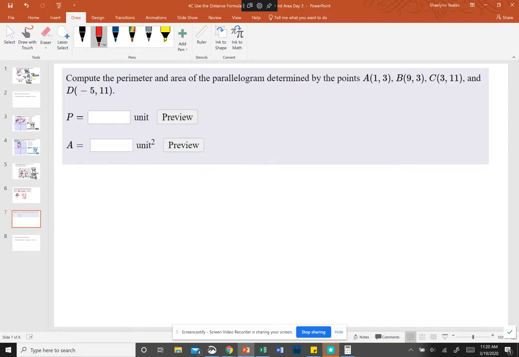All right, so this says compute the perimeter and the area of a parallelogram determined by the points, these ones right here. So just like I do when I'm doing that, I'm going to sketch a graph and I'm going to do the graph in black because I feel better about the graph in black. So here's my graph. A is over 1, up 3. So here's the point A. Then B is over 9, up 3. So here's my point B.